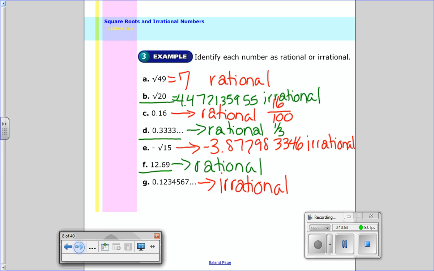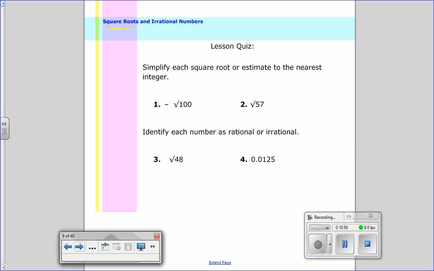All right, so that's your lesson for tonight. Tonight we talked about how to find the square roots, how to estimate the square roots, and finally classifying irrational numbers. Have a good night. I will see you in class.